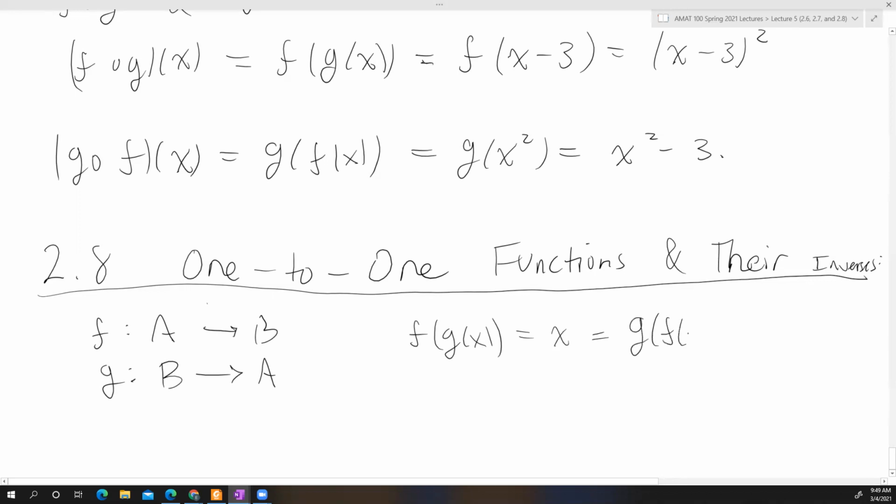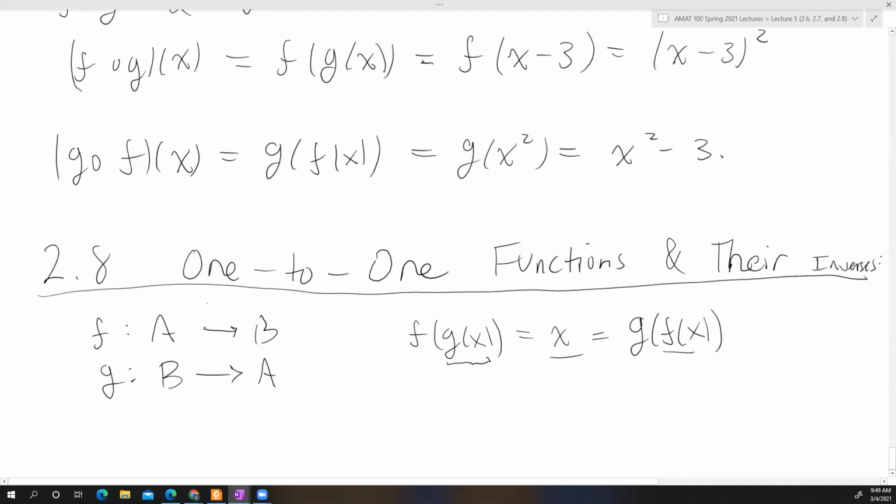in the following sense. f and g are functions, they have rules associated to them. And the idea is that if you apply g to x, if you just perform its rule, and then you perform the rule associated to f, you just get x back. You just undo it. And it has to work both ways.